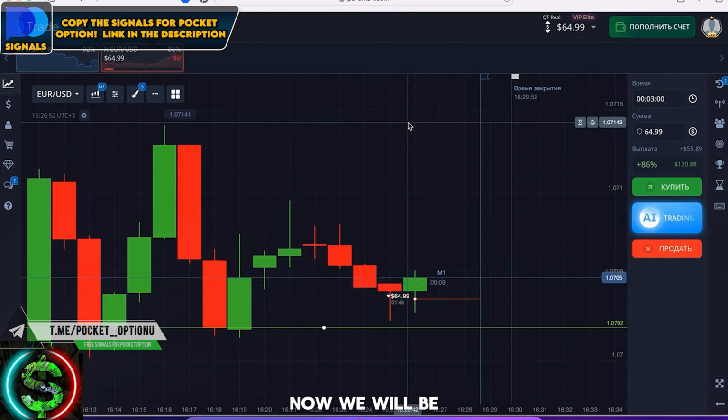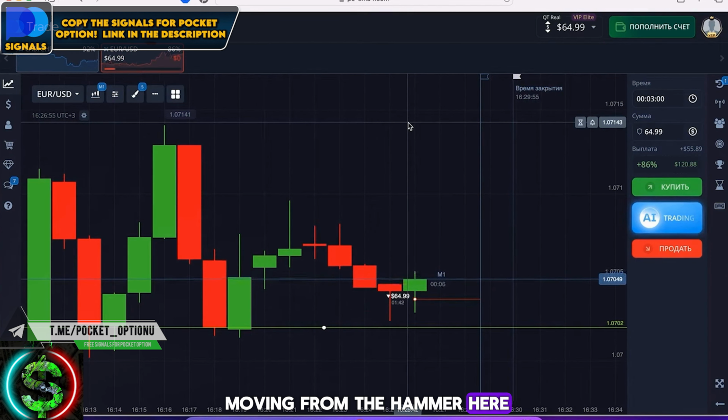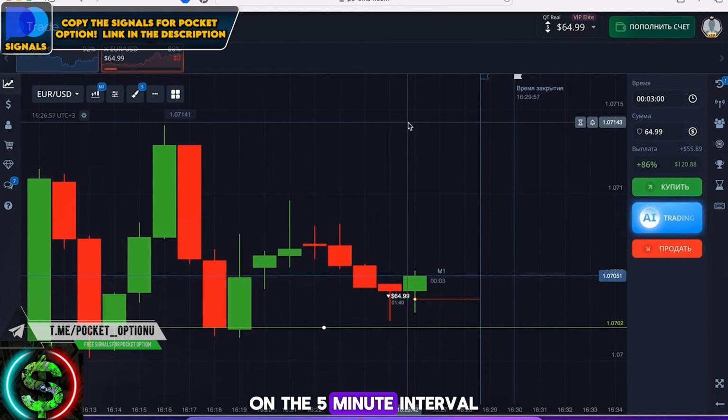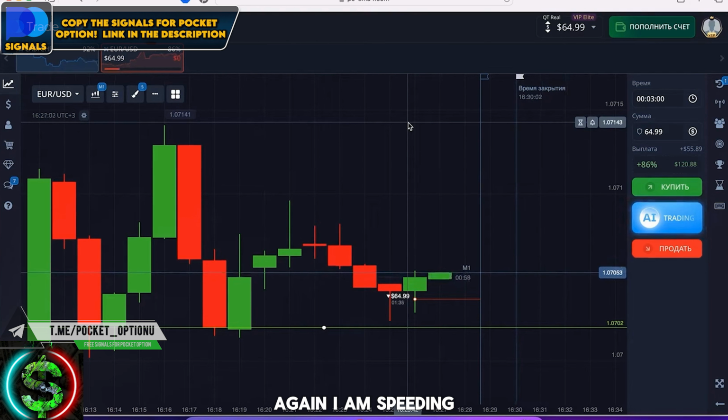So we are waiting now. We will be moving from the hammer here. We noticed it from our shooting star on the 5-minute interval. This is one of the patterns. So now we are just waiting again. I am speeding up this moment again.